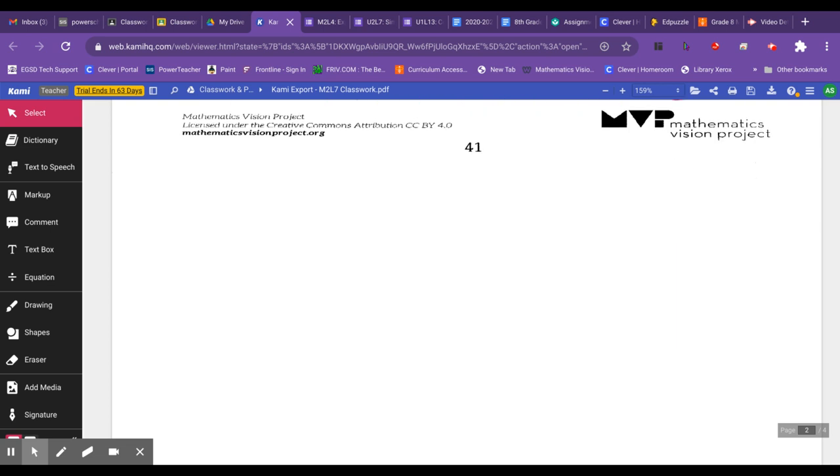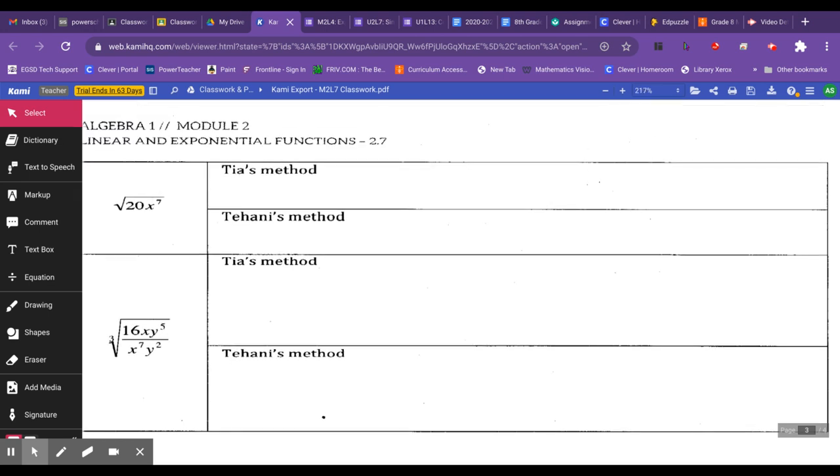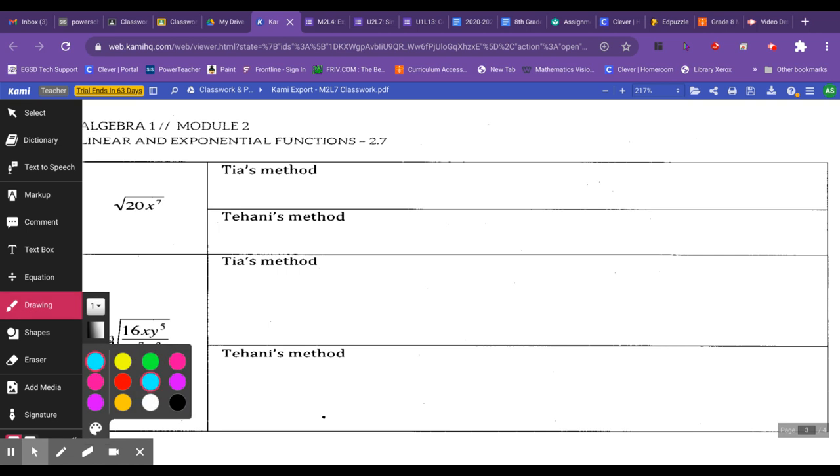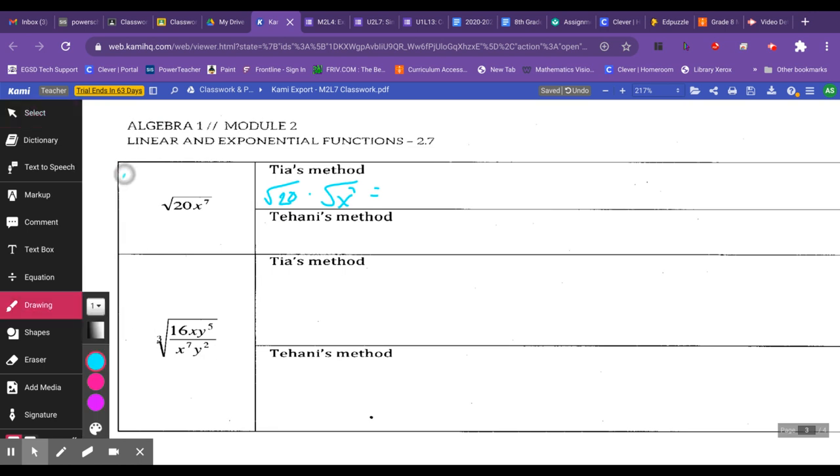Okay, let's throw in some variables since we're algebra focused. Okay, so now we have square root of 20 times x to the 7th. So let's do Tia's method first. We're going to do these as roots. So I'm going to first split up the 20 and the x. So square root of 20 times the square root of x to the 7th. Now let's split them up. So 20. Again, I have to think of my squareds. 2 squared, 3 squared.